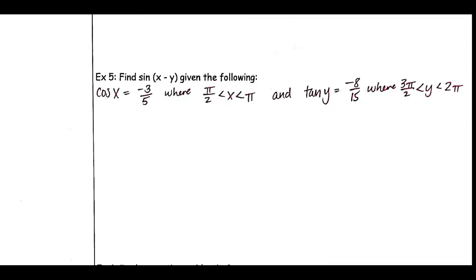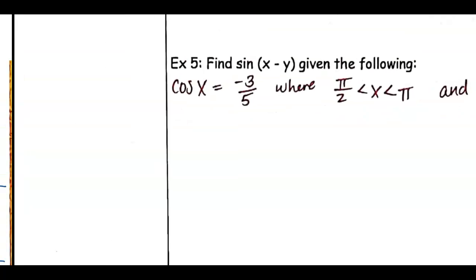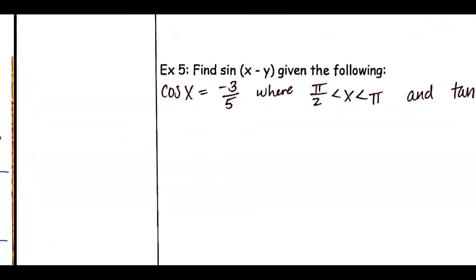This is asking you to actually find what your sine of x minus y is going to be. So let's go ahead and graph this out. The reason why I'm saying graph is because it's specifically telling me it's going to be in certain quadrants. Let's start with x. For cosine of x, it specifically says that you have 3 over 5, and that 3 over 5 is going to be from pi over 2 to pi. Let me graph that out.